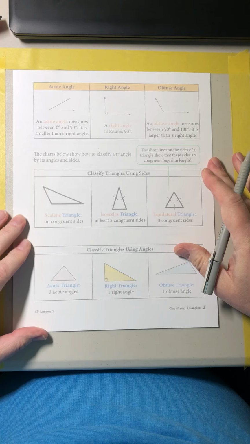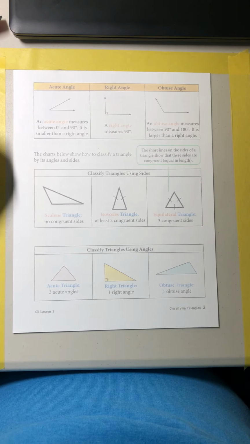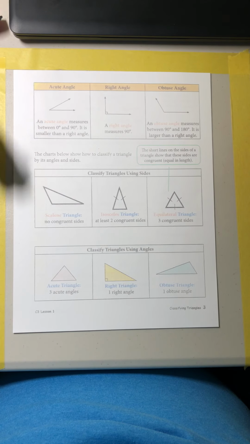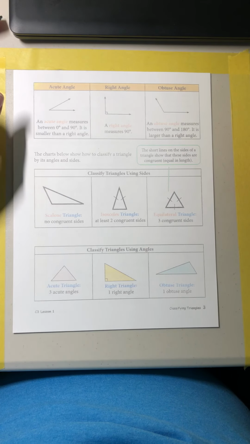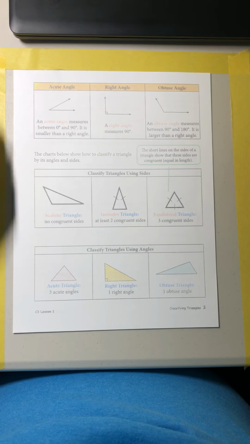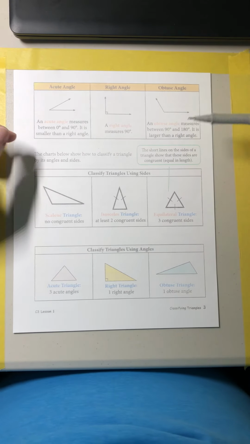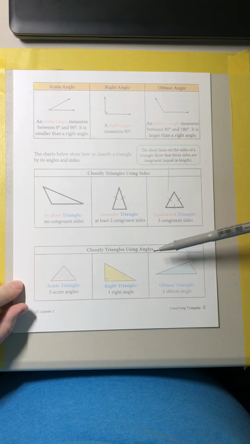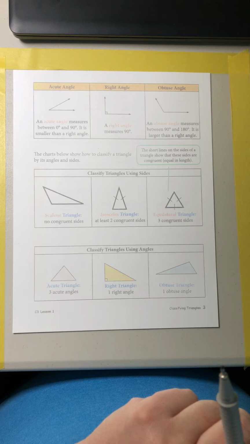We're going to talk a little bit about triangles. Now, you know what the shape of a triangle is like, but I bet you didn't know there are about 3 or 4 different types of triangles. So what we're going to look at today is classifying triangles using sides and classifying triangles using angles.